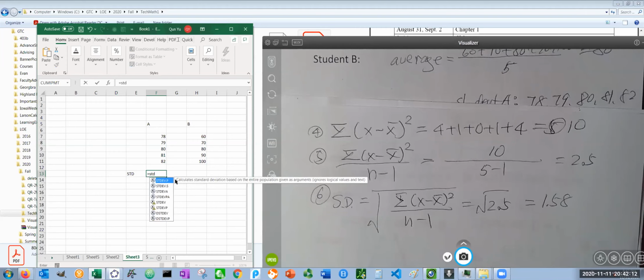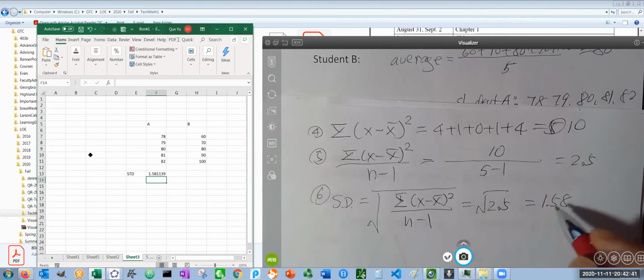Now you see the first one highlighted with the dot P. P represents population, which we don't do. We use a sample, this dot S. We use the second one. Double click that, make sure it's S. Then Excel is waiting for your data. So select these 5 scores for student A and close parentheses. I should get 1.58 something. 1.58, exactly the same thing actually. So we just verified our number is correct.